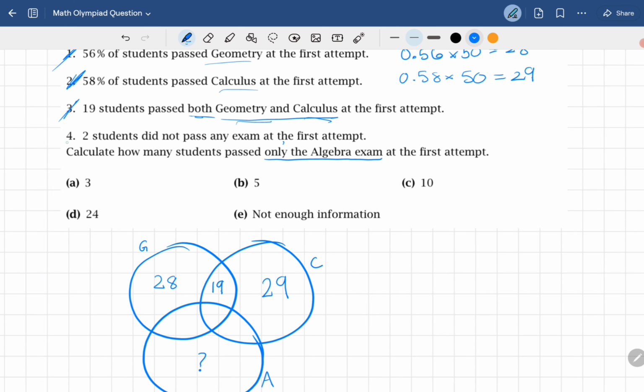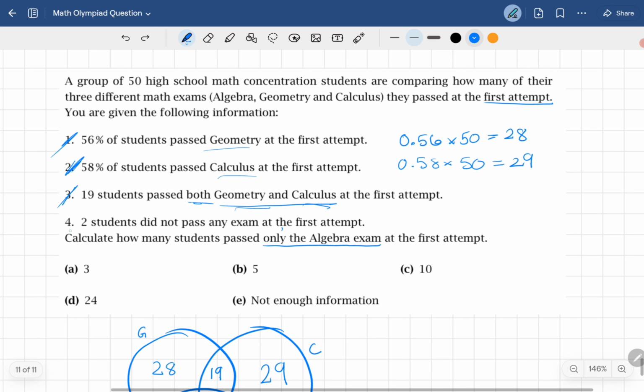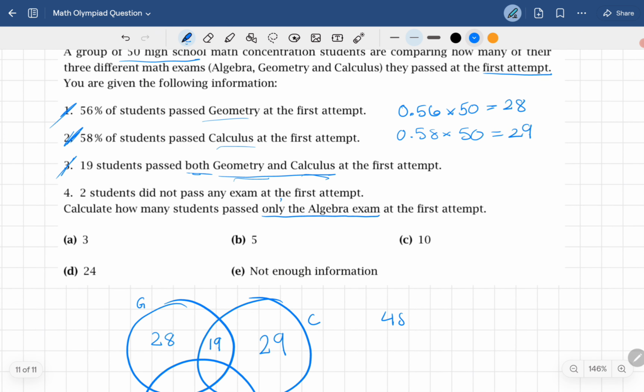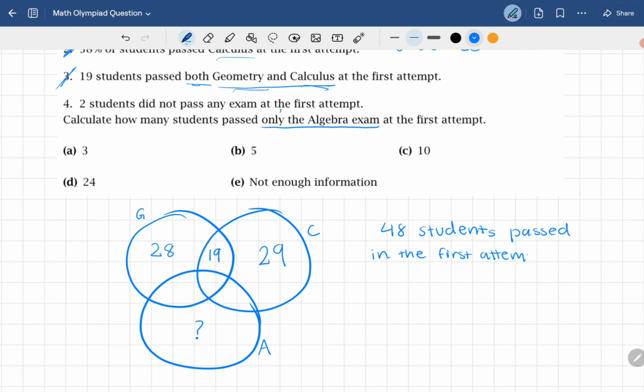Now it says for statistic 4, 2 students did not pass any exam at the first attempt. Well, where does that leave us? It's kind of irrelevant at this point because we know 2 students did not pass any exam at the first attempt. So that means out of the 50 high school students that took this exam, only 48 students passed in the first attempt. So essentially we're only considering this 48 over here.